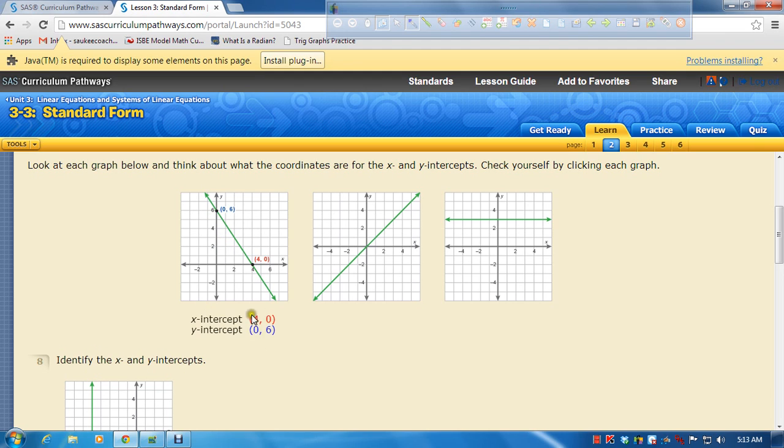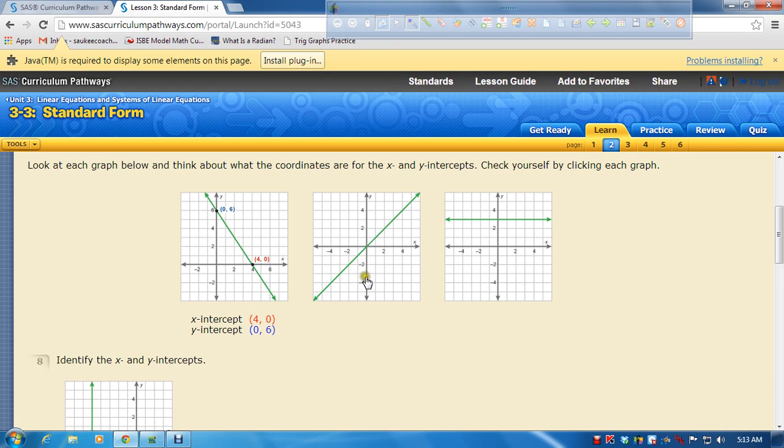Hopefully you came up with an x-intercept of 4, 0 and a y-intercept of 0, 6. It's very important that you have those in the correct order. For my x-intercept, I'm going to move over x units, or 4 units, and up and down 0. You can't have these reversed. It's very important.